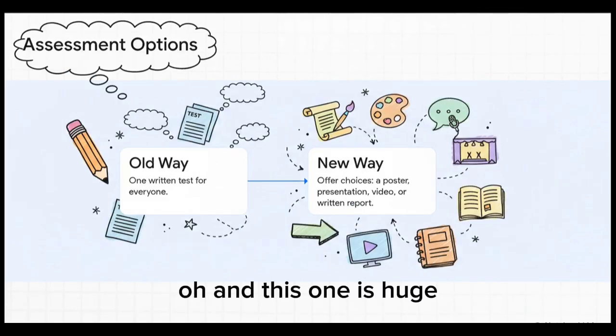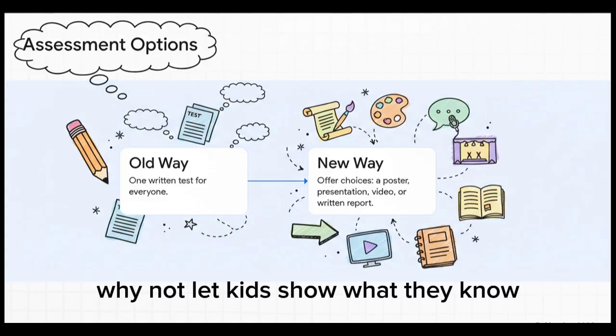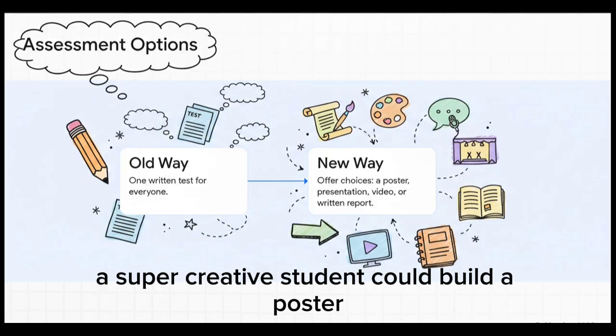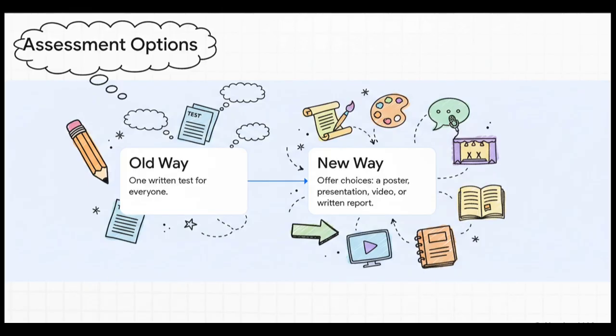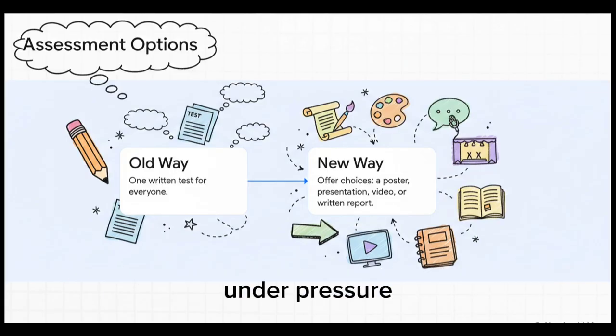Oh, and this one is huge. How we check for understanding. Instead of just one big written test, why not let kids show what they know in a way that plays to their strengths? A super creative student could build a poster. A great speaker could give a presentation. The tech kid could make a quick video. You're still checking their understanding of the material, you're just not only testing how fast they can write under pressure.